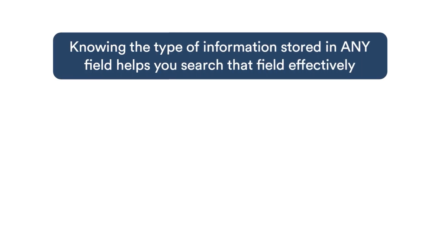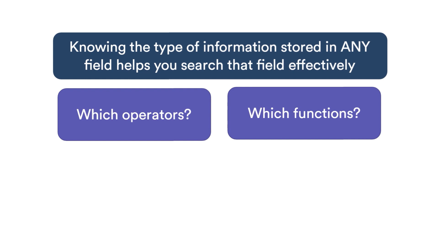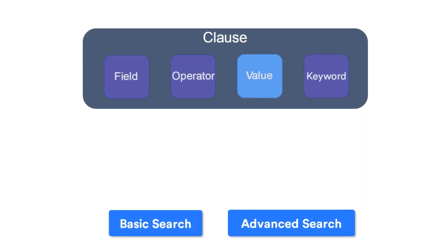In fact, knowing the type of information stored in any field helps you search that field effectively. If you know the nature of the value, then you know what operators to use, like greater than or less than, or functions that operate on strings, such as contains. Blindly searching without knowledge of the legal types of values in Jira makes searching more difficult, so get to know the type of information in your fields. Let's see examples of basic or advanced searches that use values.